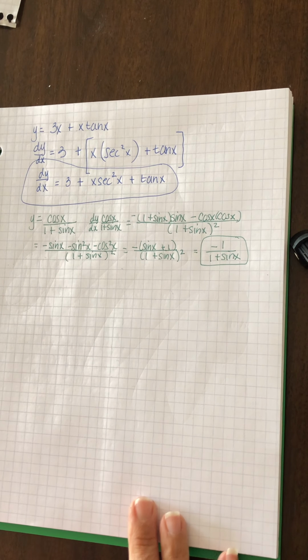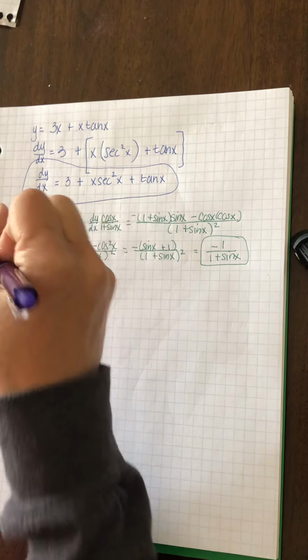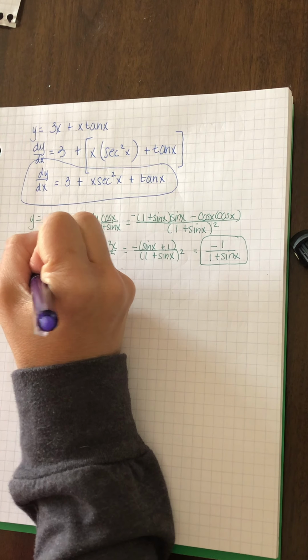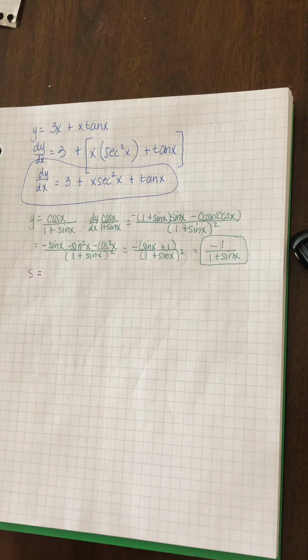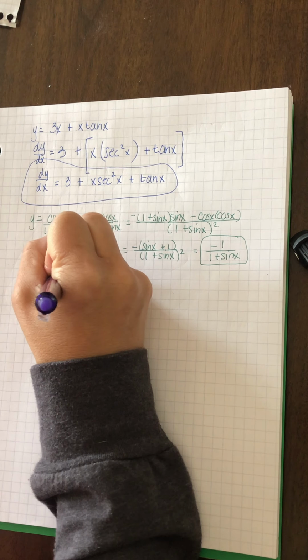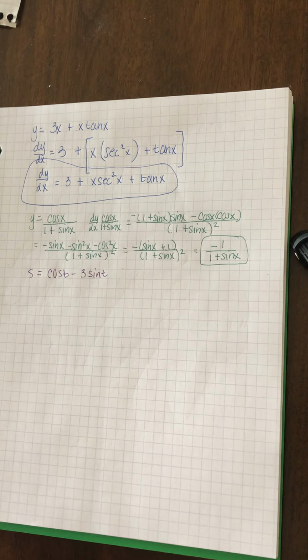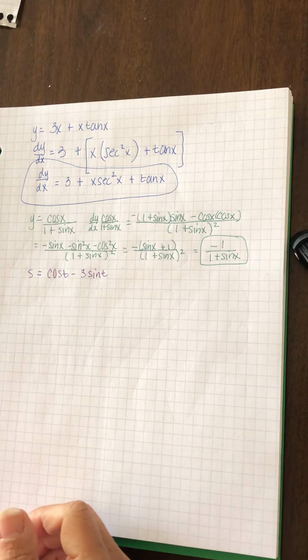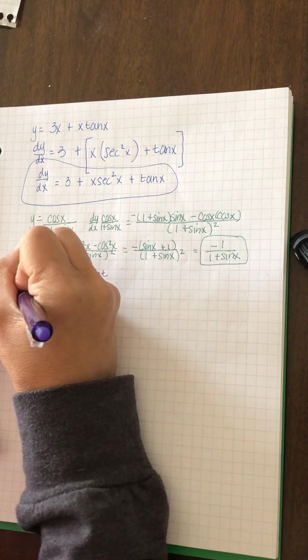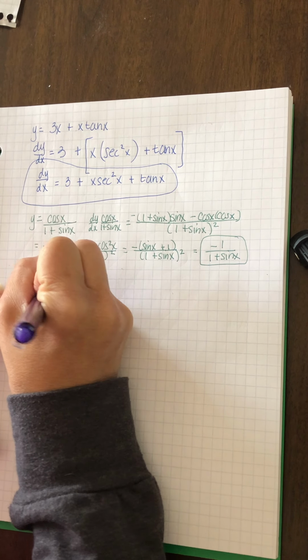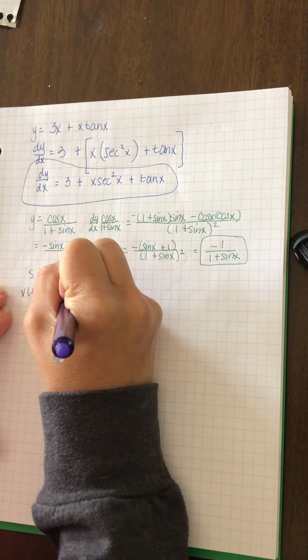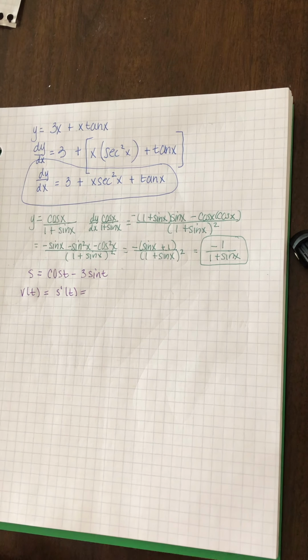So the position function that I am given is equal to the cosine of t minus 3 times the sine of t. Okay, that was given. So the first question is velocity, speed, acceleration. Okay, so velocity is the derivative of position. Velocity is the derivative of position.